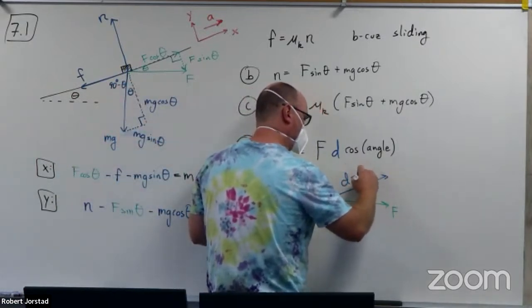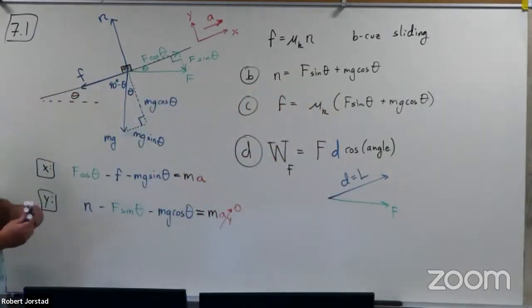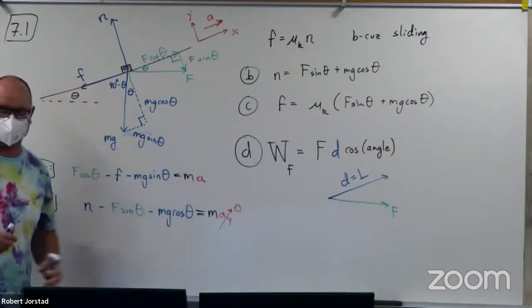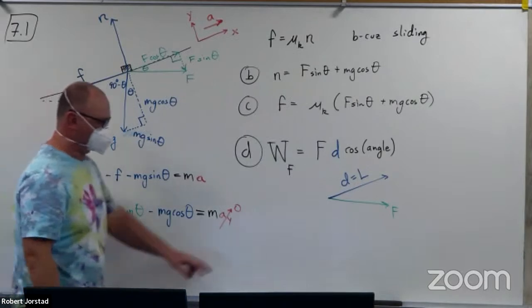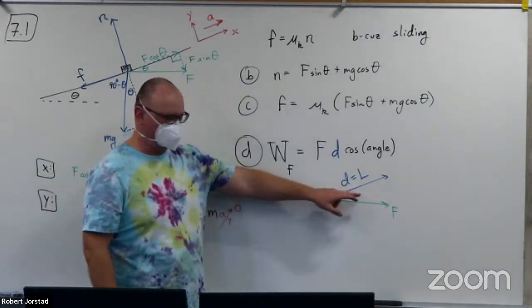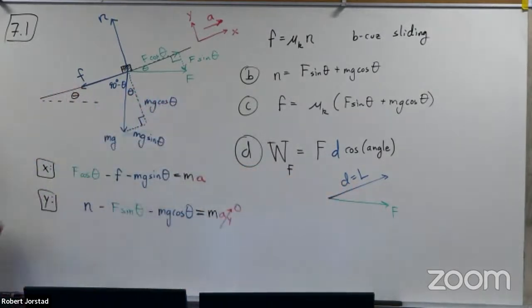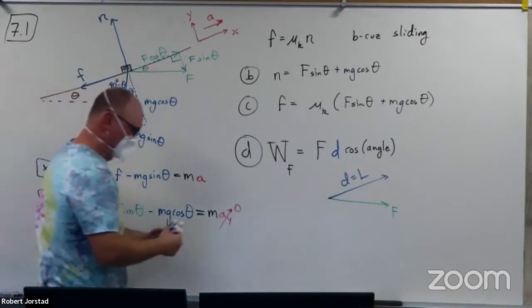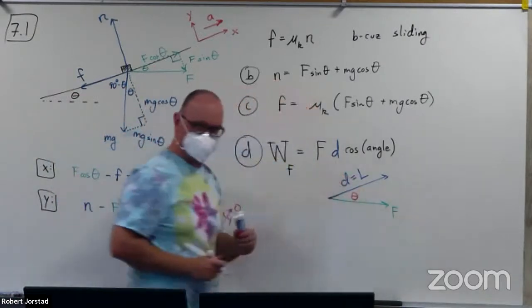And I believe in this problem, they said D is equal to L or whatever, right? They said the distance it moves is L instead of D for some reason. Who cares? Now you can help me. Is this angle going to be theta, 90 minus theta, 0, 180, 90? What do you think? It's theta. You can see it in the picture. It's the same as the incline of the ramp, right? Right here. This tells me angle equals theta for this force.